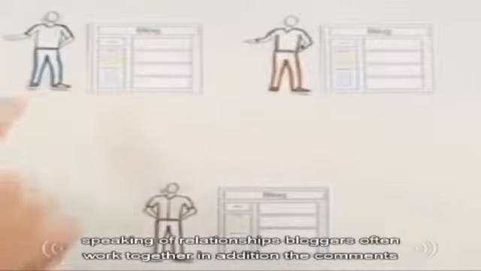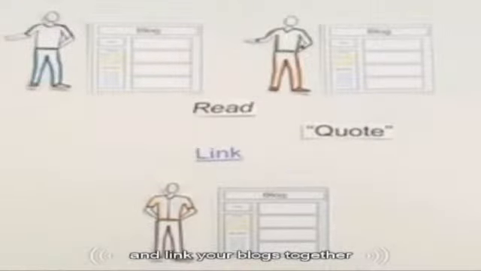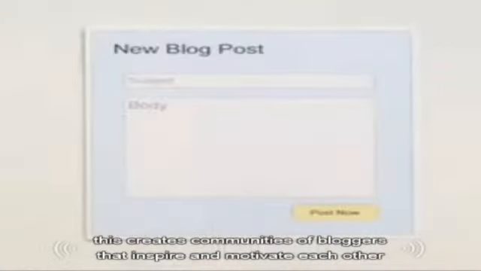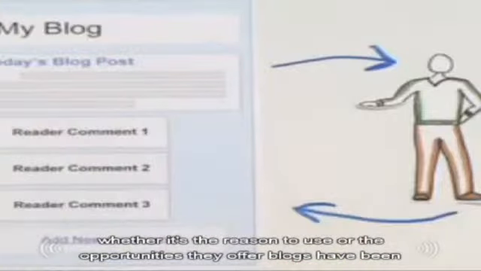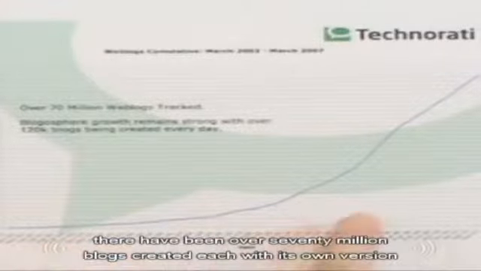Speaking of relationships, bloggers often work together. In addition to comments, you'll read each other's posts, quote each other, and link your blogs together. This creates communities of bloggers that inspire and motivate each other. Whether it's their ease of use or the opportunities they offer, blogs have been adopted in a very big way. Since 2003, there have been over 70 million blogs created, each with its own version of news.